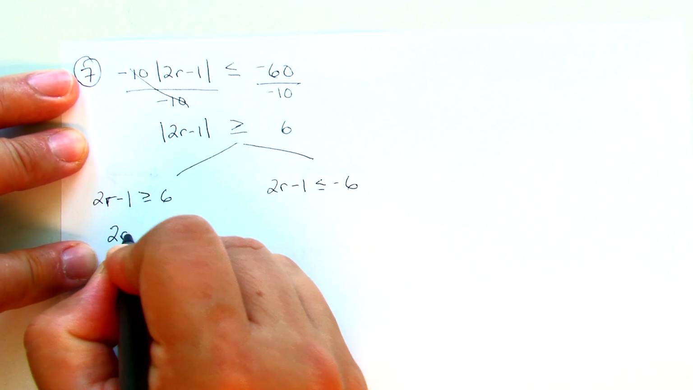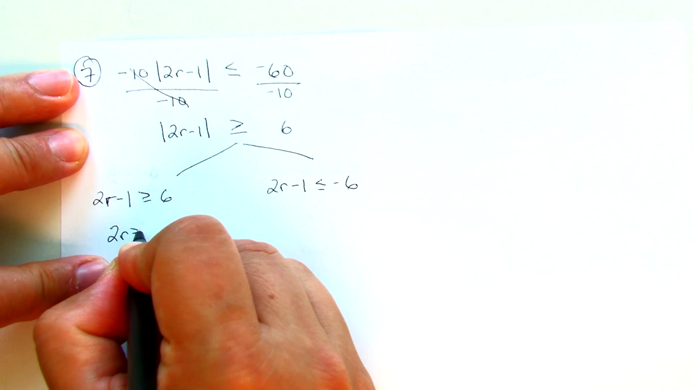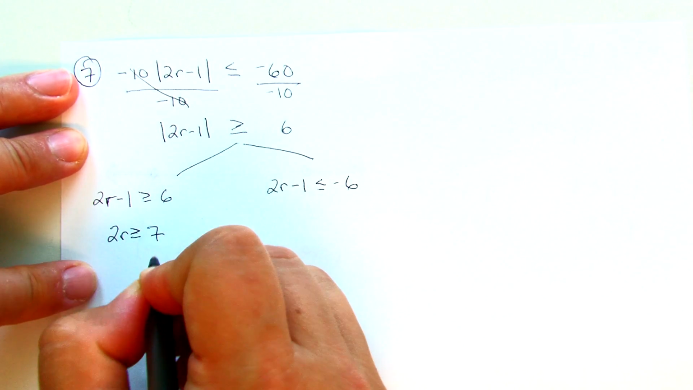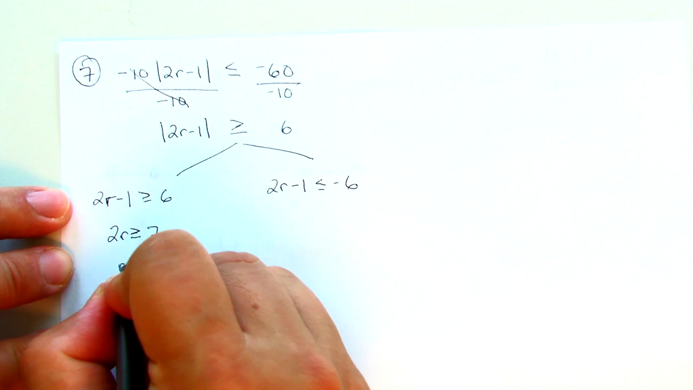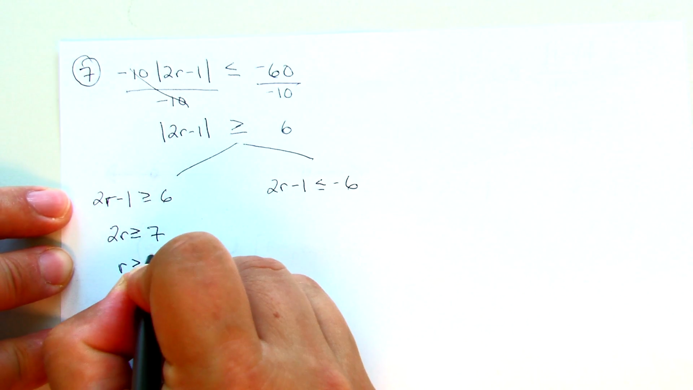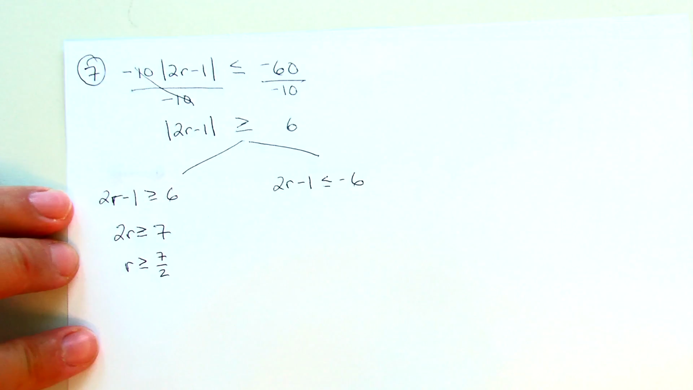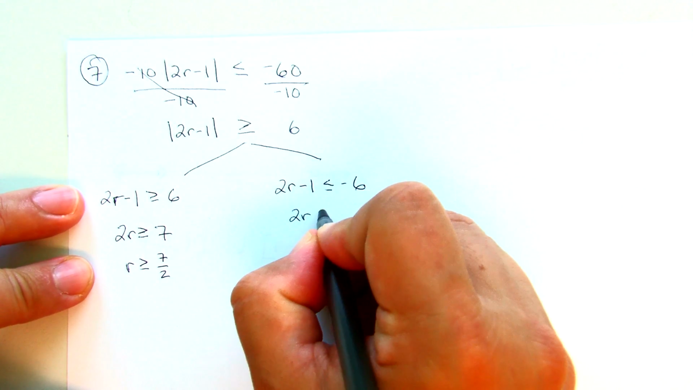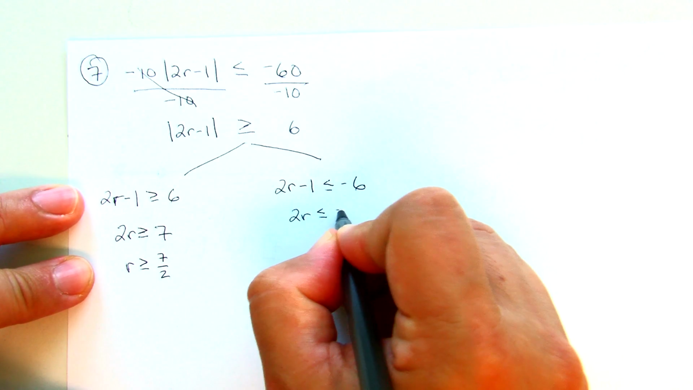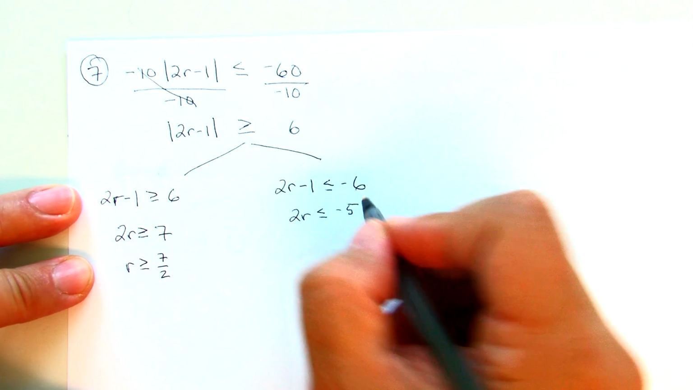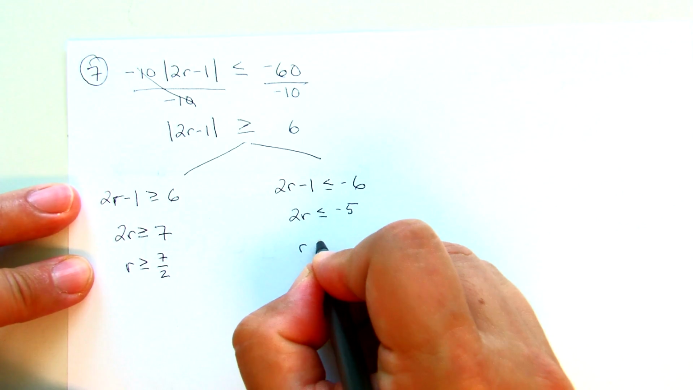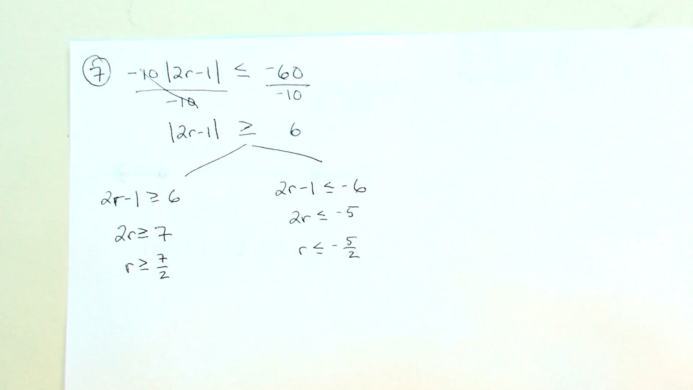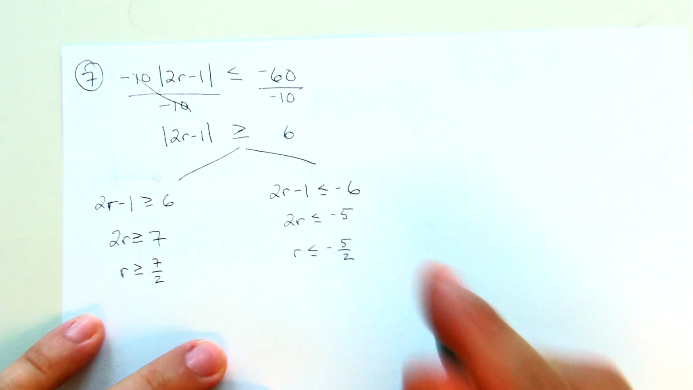So 2r is greater than or equal to 7. So r is greater than or equal to 7 halves. Over here, we're going to have 2r is less than or equal to negative 5, adding 1 to both sides, right? So r is less than or equal to negative 5 halves. Alright, that's a lot of fractions, but I think we can handle it.